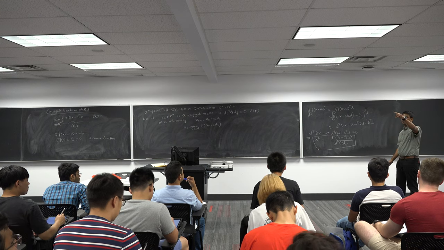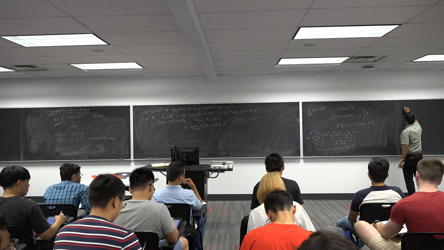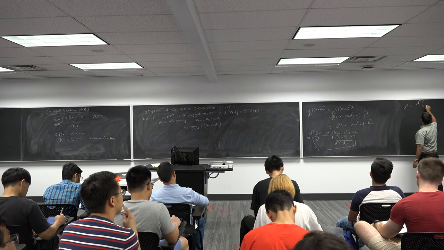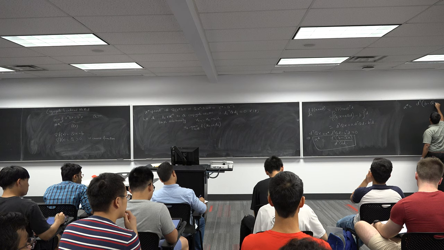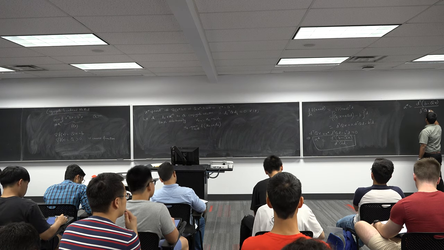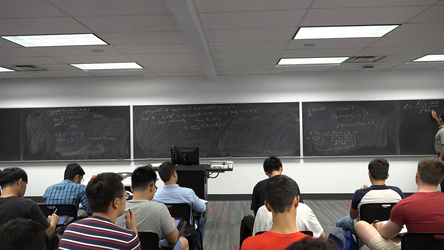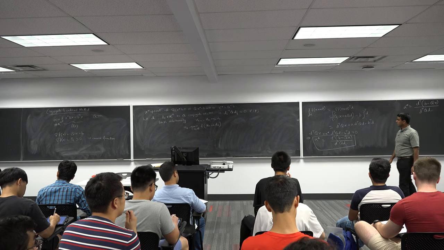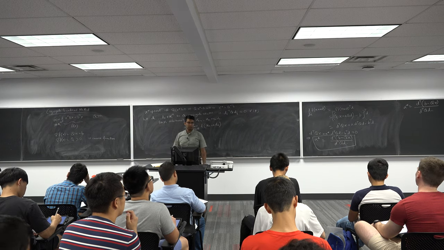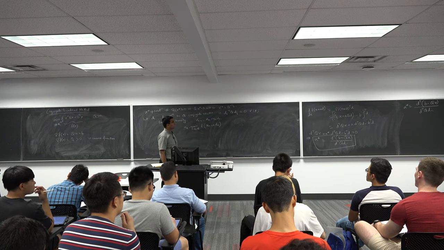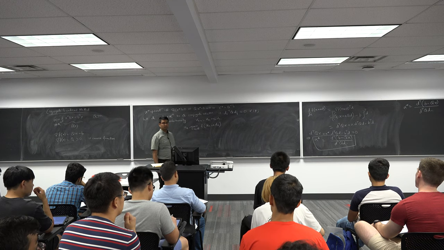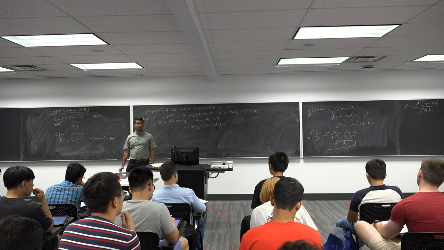Can you guys see it? No? I'll write it here. So alpha star is equal to d transpose b minus qx over d transpose qd. Okay?